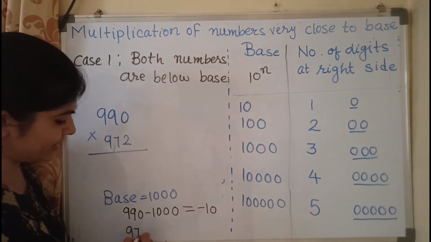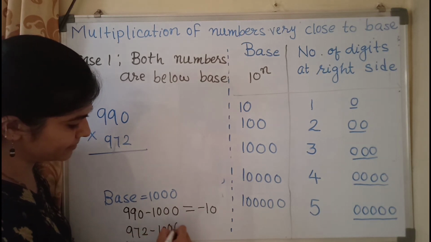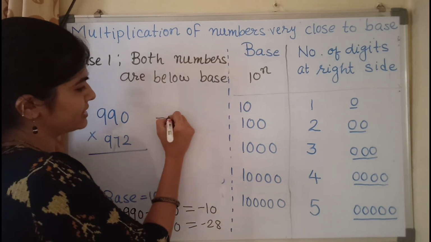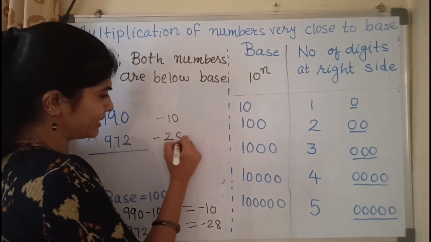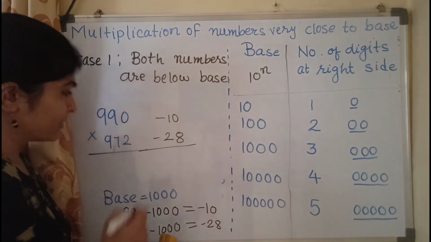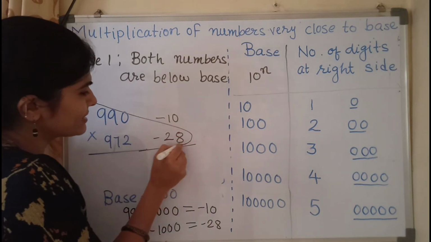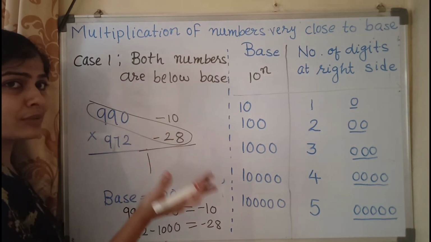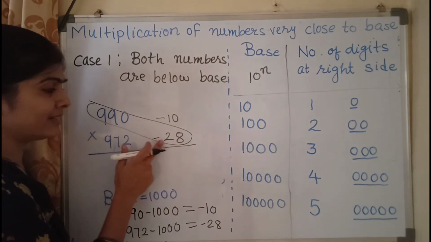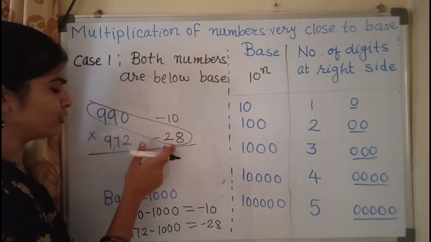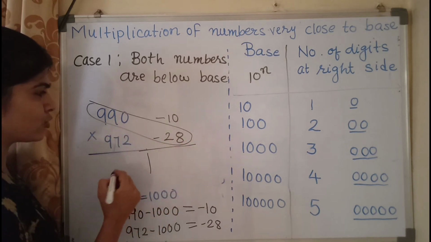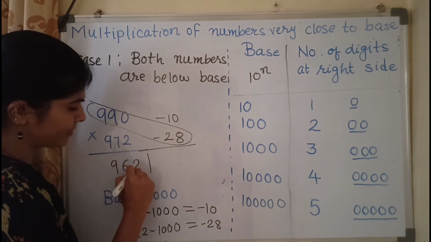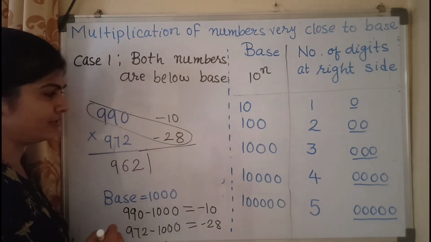And next one is 972 minus 1000. So this will be negative 28. So I should write both the deviations, that is negative 10 and negative 28. Now what is the next step? Next step is to find out the answer on the right hand side. What should I do? I should do addition or subtraction, whatever is there. 962 and that is negative, so I need to do subtraction. 962 minus 28, which is 962. Is it true? Yeah.